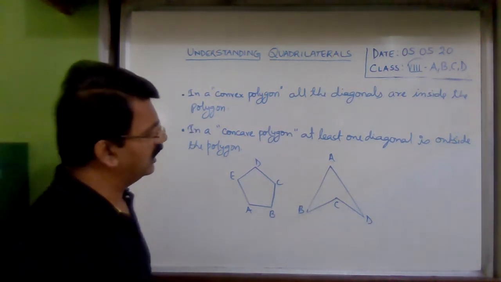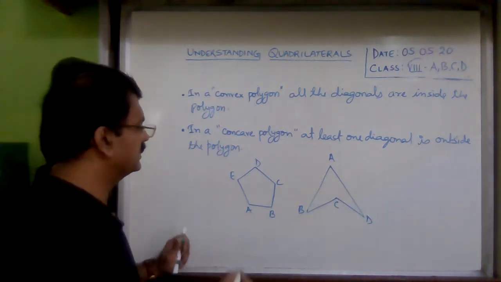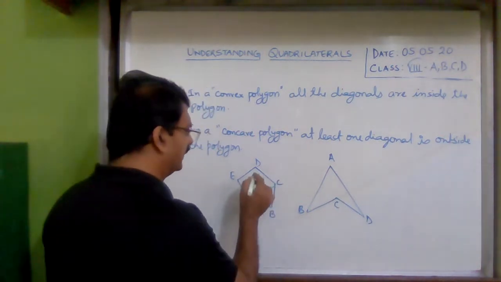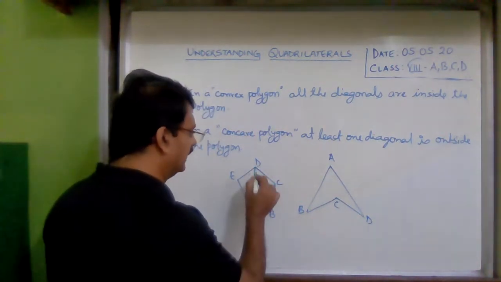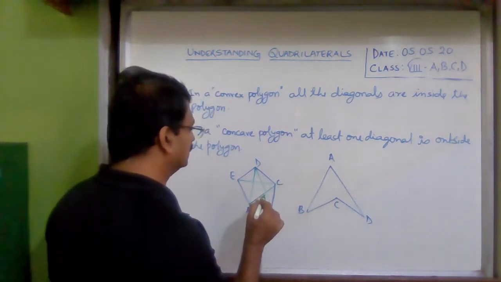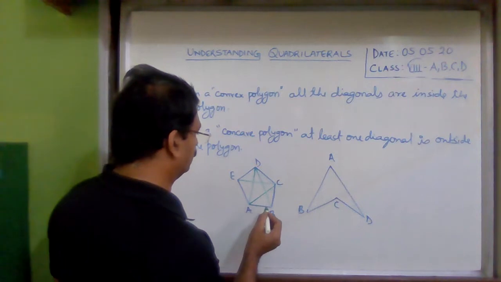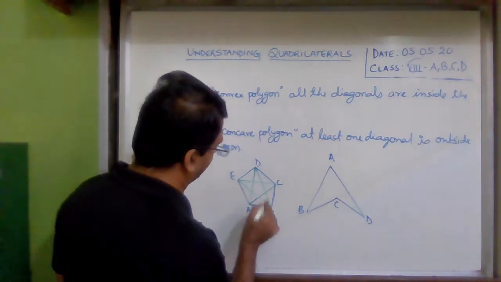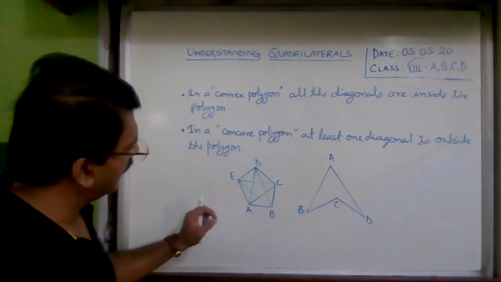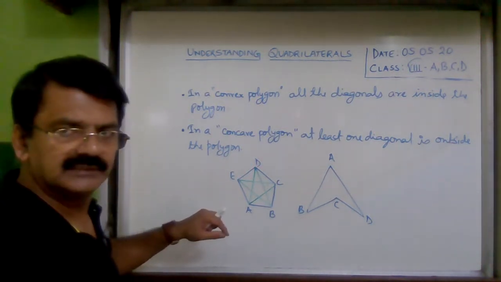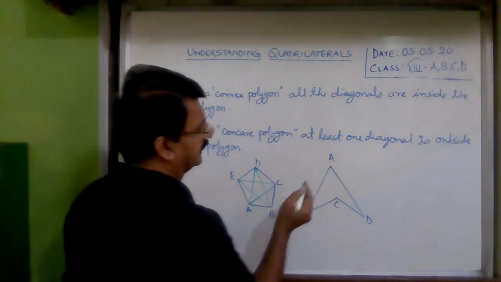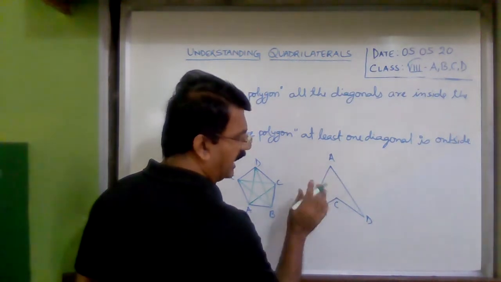Now I'll draw all the diagonals of these two polygons. In this, AC is one of the diagonals. We have already done it. AD is the other diagonal, BD is the third diagonal, CE is the fourth diagonal, and one more is left, and BE is the fifth diagonal. So there are 5 diagonals, and you can easily see all the diagonals, they lie inside the polygon.